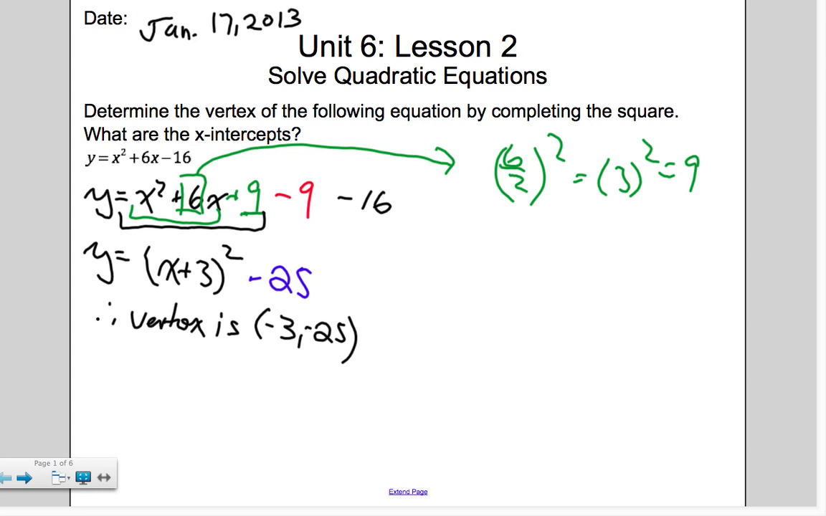So we did a homework on completing the square. This gets you into the habit. It's kind of easy to do. It's an easy process. Second question, what are the x-intercepts, right?